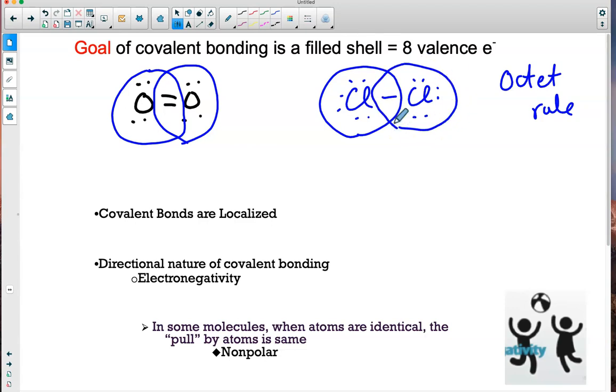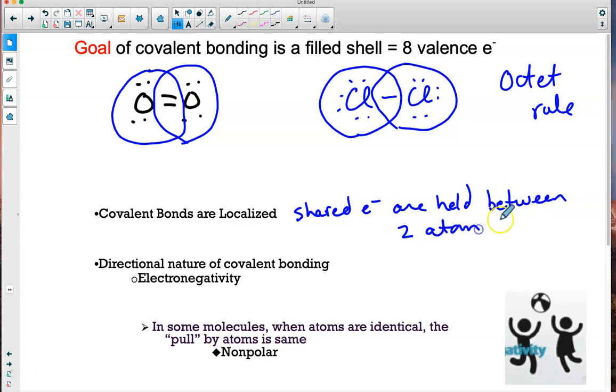So covalent bonds are localized, meaning that the shared electrons are held between 2 atoms. They're not spread out throughout the molecule like in metallic bonding. And they're also directional, meaning that electronegativity plays a part, where electronegativity is the pull an atom in a bond has on the electrons in the bond.